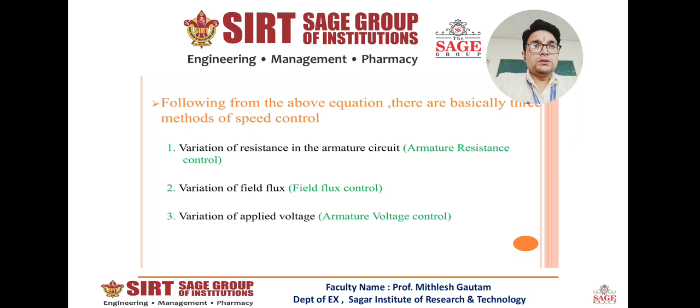Following from the above equation, there are basically three methods of speed control. First one is variation of resistance in armature circuit. This is known as armature resistance control. Second one is variation of field flux. This is known as field flux control. Third one is the variation of applied voltage. This is known as armature voltage control.